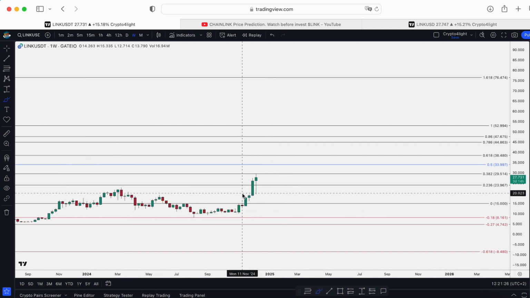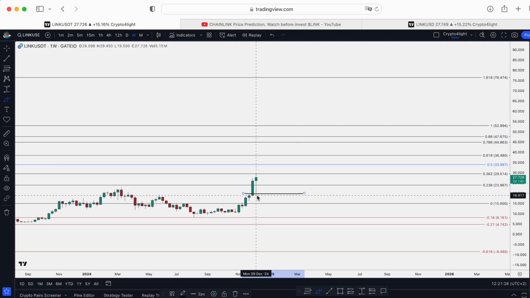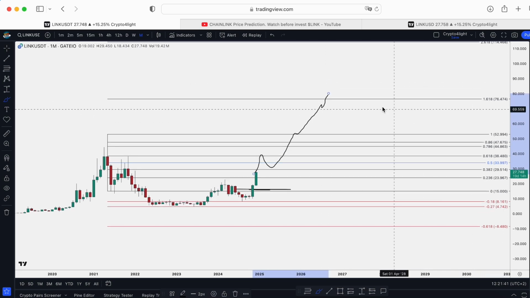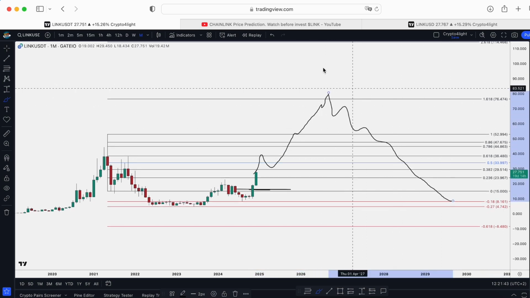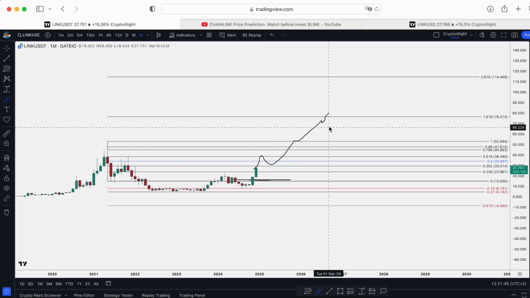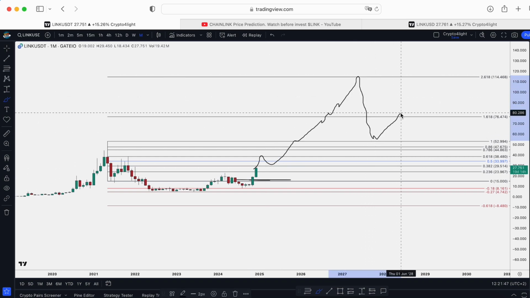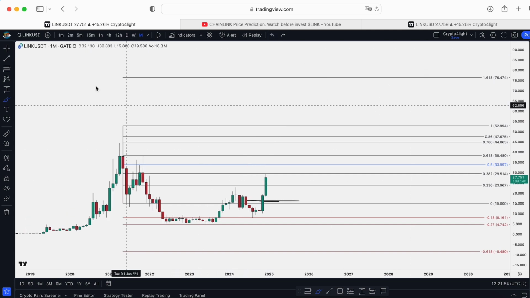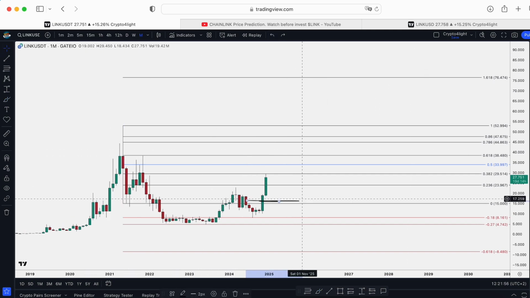And as you can see, we closed the first fair value gap on the weekly. The next one is only here, a tiny one. So basically it makes no sense to drop now to this area. Most likely we can see something like this, or even higher than this, in the next bear market. So guys, this is my take for Link. And congrats to everybody who accumulated at the right time.